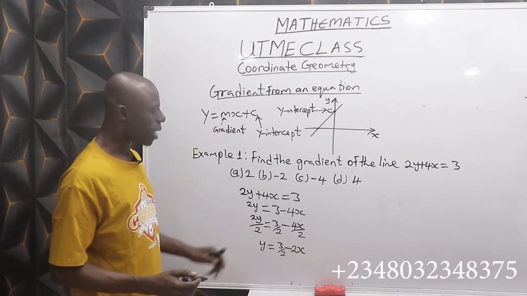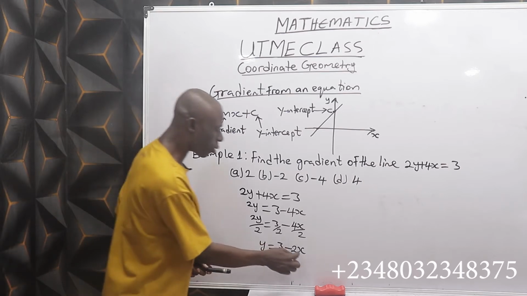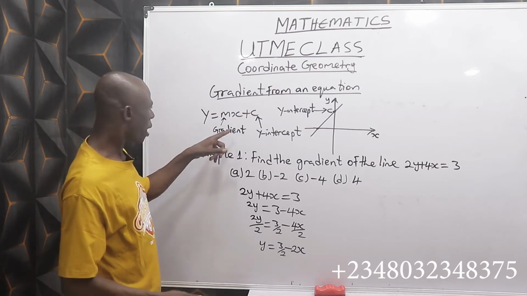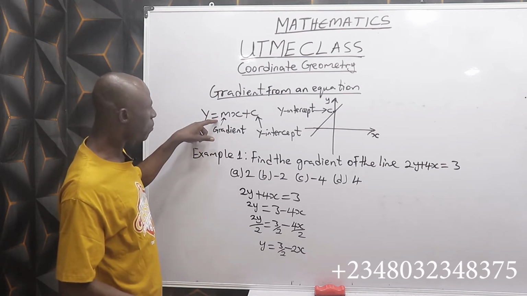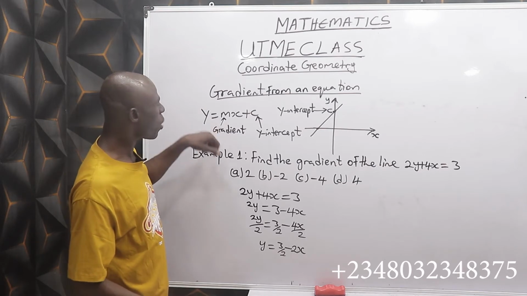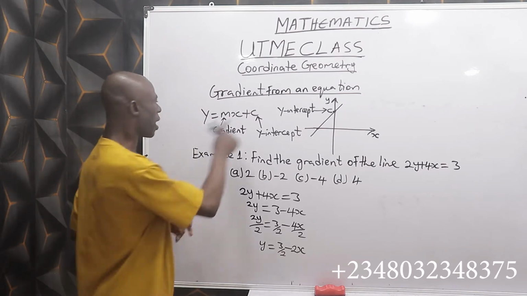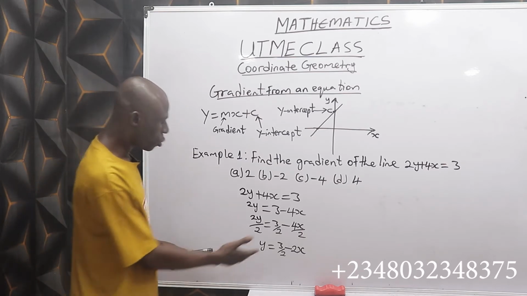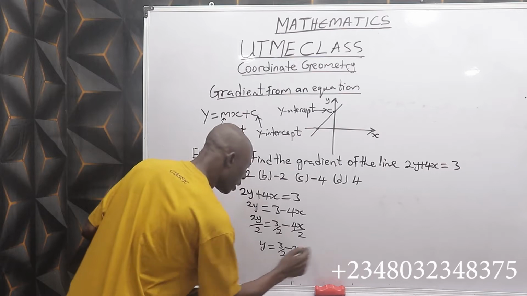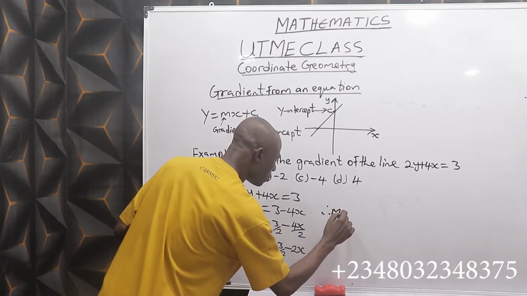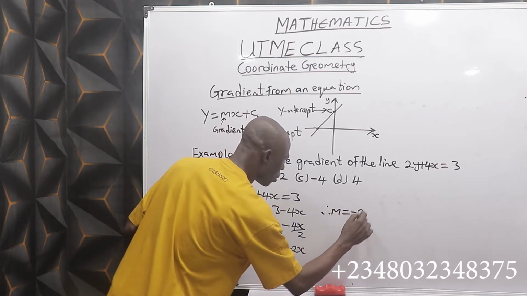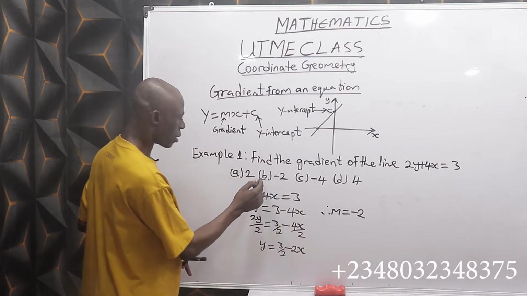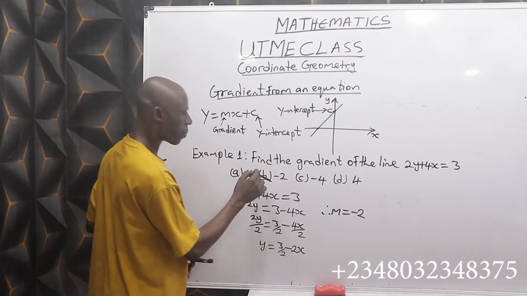Now that we have made y the subject of the formula, the coefficient of x here is negative 2. That negative 2 is our m, because m, which is the gradient, is always the coefficient of x in this kind of straight line equation. Do you understand? So we say, therefore, m equals minus 2. That is our gradient, is minus 2. Correct option is option B.